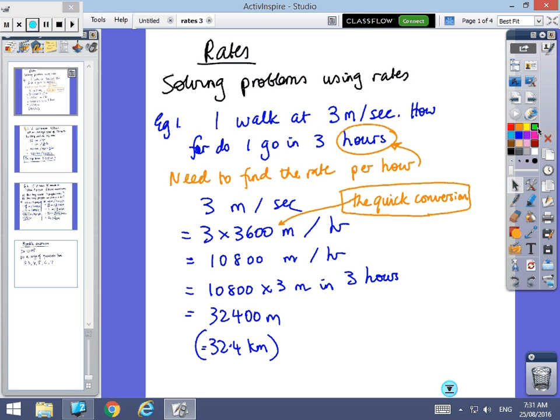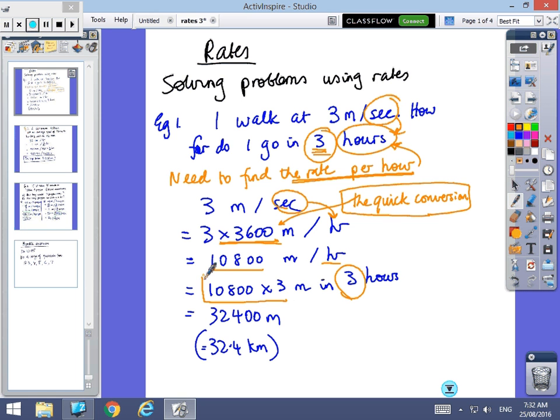The rate's in seconds, but then the question turns into hours. So what we need to do is find the rate per hour, and then we'll just multiply by 3 at the end. So let's just go through it again. If we're going to convert seconds into hours, we multiply by 3600, so that's the quick way. That means we're going to walk 10,800 meters per hour, and in 3 hours we're going to multiply that by 3. So that's straightforward.